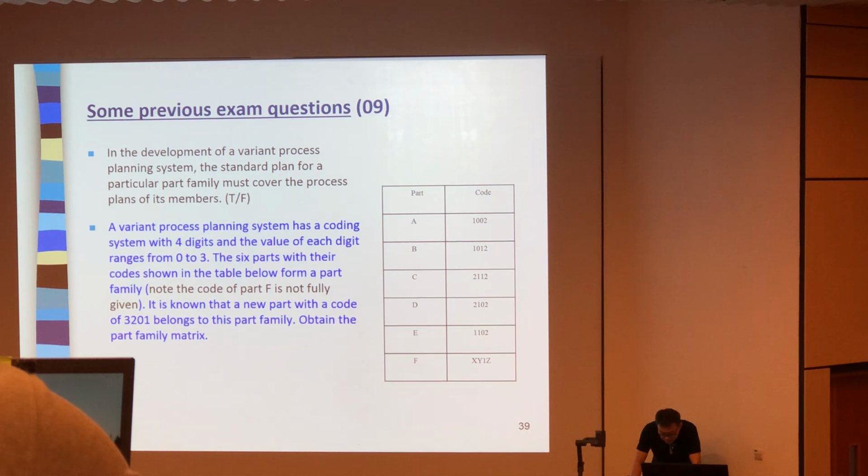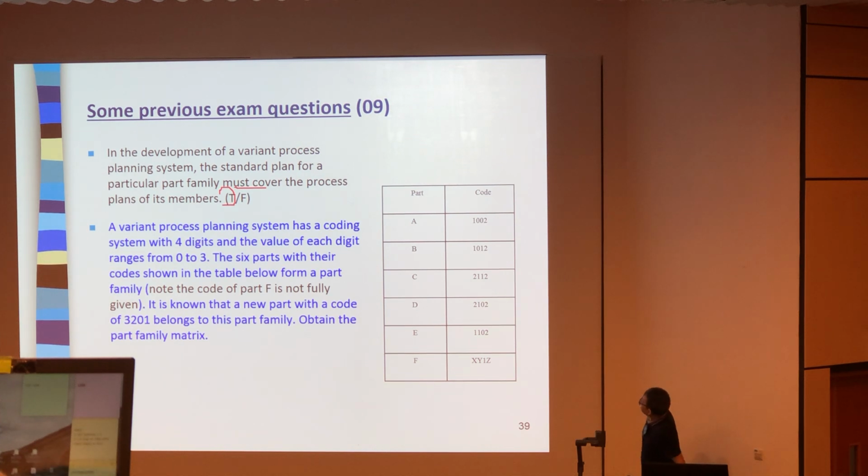And the last two. In the development of a variant system, the standard plan for a particular part family must cover the process plans of its members. True or false? True. It may not fit 100% into any member, but it definitely will meet, and most likely will be more than that. Okay, so it's true.